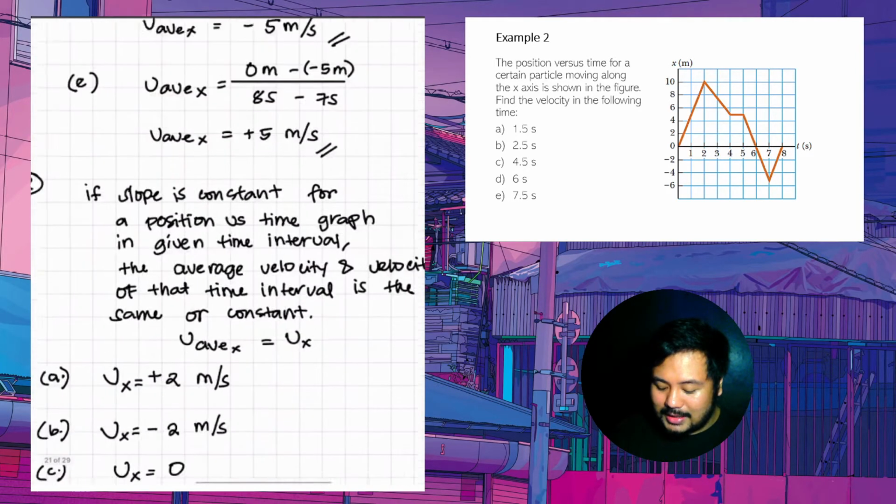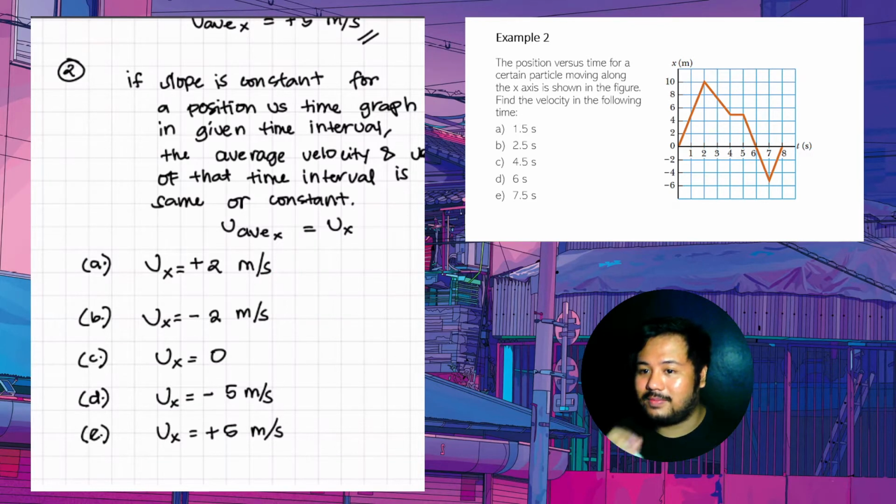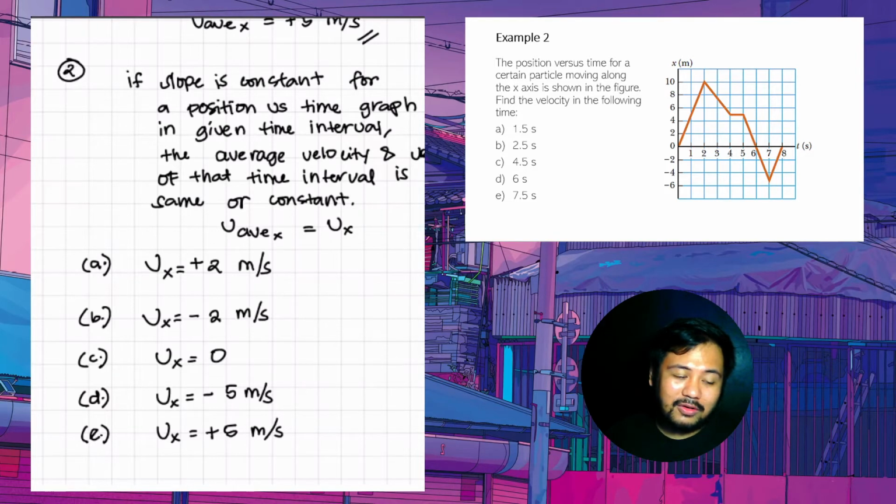So the velocity at 1.5 seconds should be equal to the slope from 0 to 2 seconds. We have positive 2 meters per second. The velocity at 2.5 seconds should be equal to the slope of the time interval 2 to 4 seconds. So you have negative 2 meters per second. And obviously, at 4.5 seconds, we have 0. And then letter D, 6 seconds, we have negative 5 meters per second. And lastly, for 7.5 seconds, it should be positive 5 meters per second. Okay? So that's for number 2.